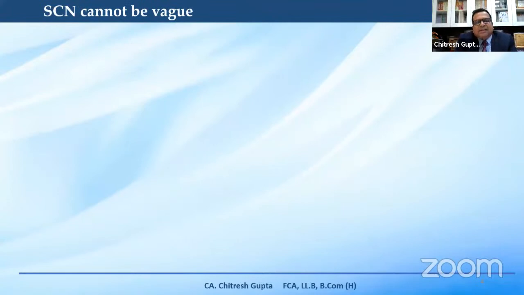So first of all, let us discuss a few essentials of the show cause notice. First is that a show cause notice cannot be vague. As in the previous slide, we studied that if the department wants to raise any demand, the department has to give you the show cause notice. Without giving you the show cause notice, the department cannot raise any demand on you. So that show cause notice cannot be vague. It has to be clear.